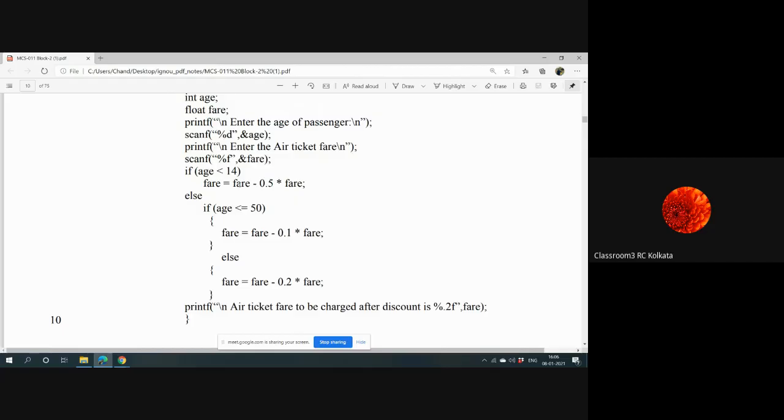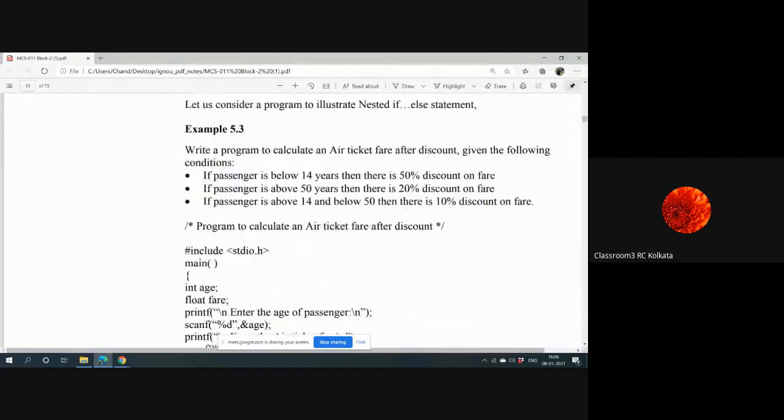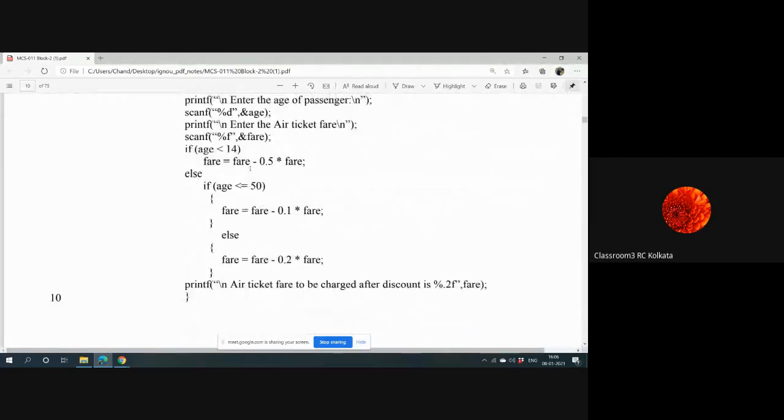Suppose one of your students enters your age and your fare, then he will calculate your new fare after deduction of this discount. Is it discount or tax? Discounted price means the new price will be lesser because we have deducted this part. The new price is less.